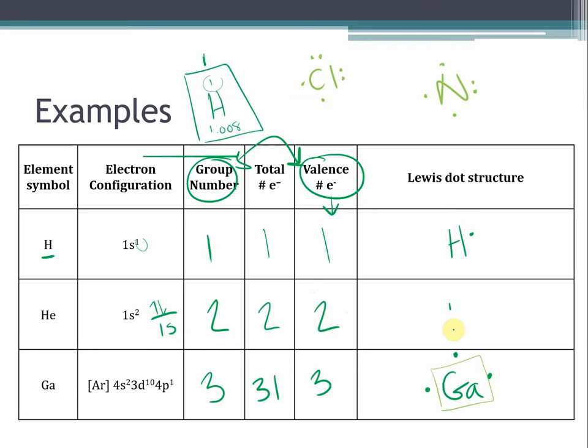So we'll draw our symbol for helium. And earlier I mentioned that each side of the symbol essentially represents an orbital. But helium only has one orbital. We can only put electrons in one orbital, so that whole don't double them up thing doesn't really apply here. The Lewis dot structure for helium looks like this.